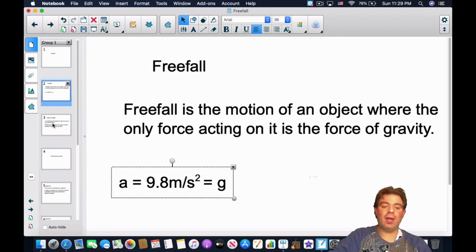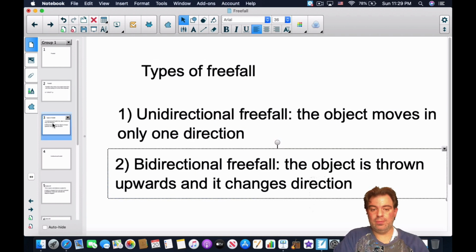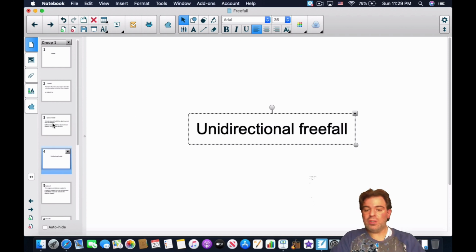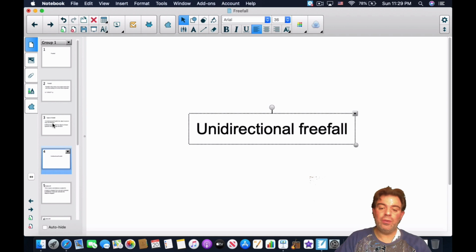We have two different types of freefall motion. The first one is unidirectional freefall, where the object moves in only one direction. We also have bidirectional freefall, where the object is thrown upwards and it changes direction. So first, let's look at unidirectional freefall. There are generally two different types of problems for unidirectional freefall.